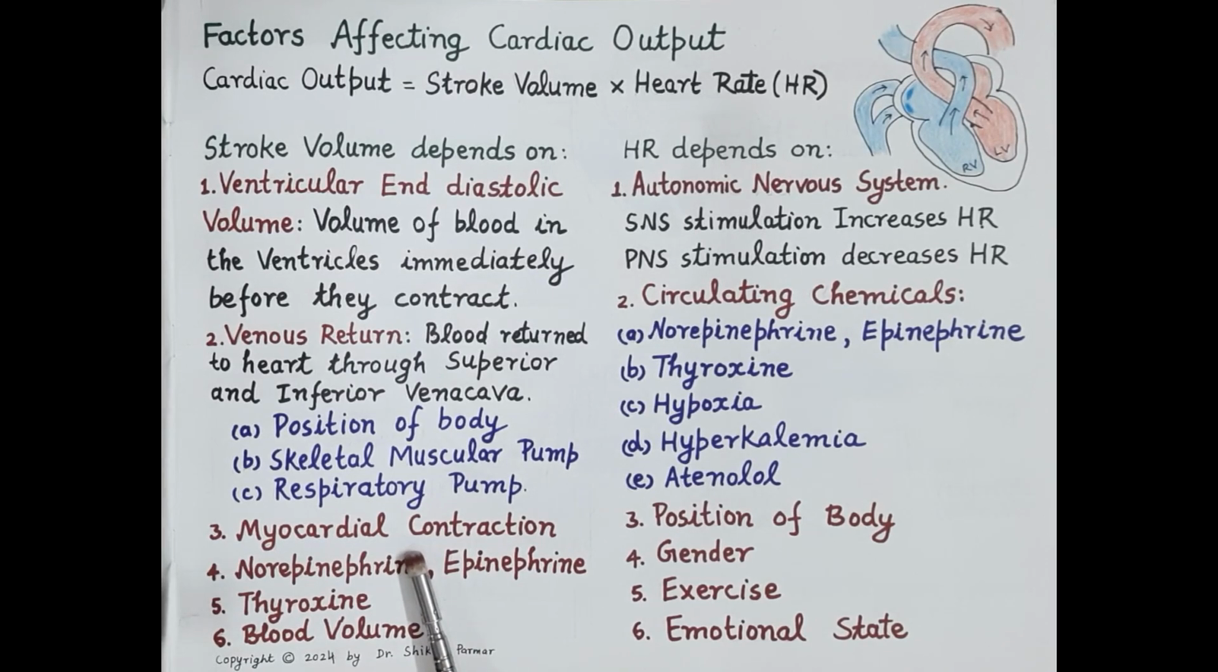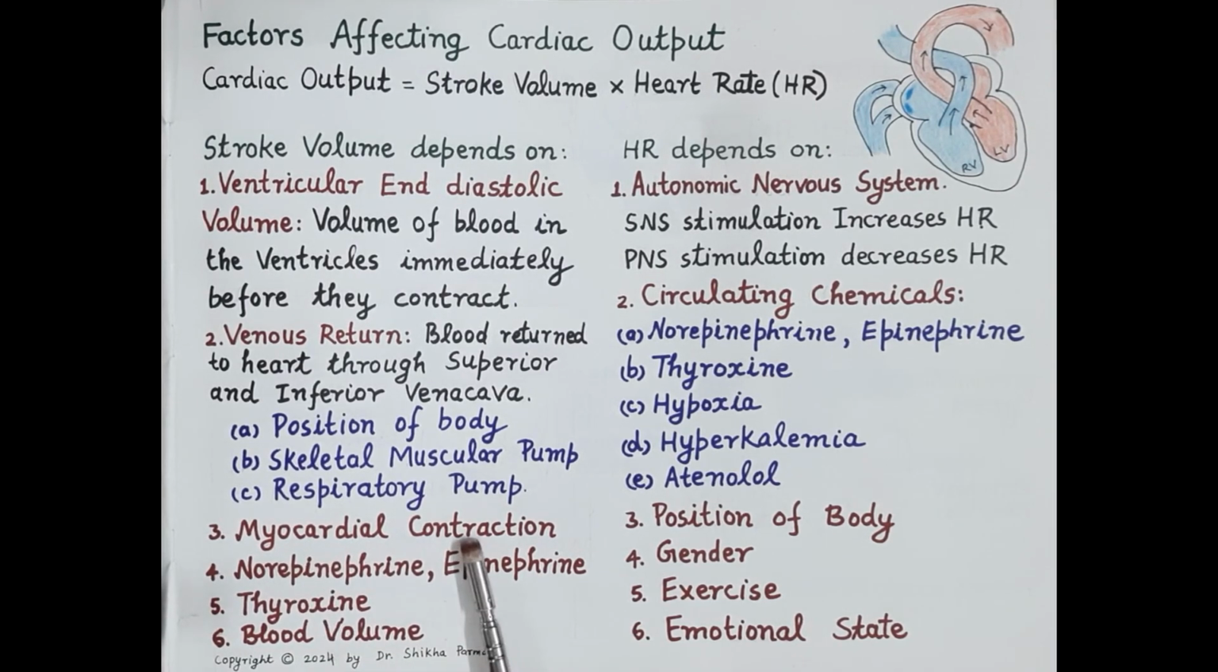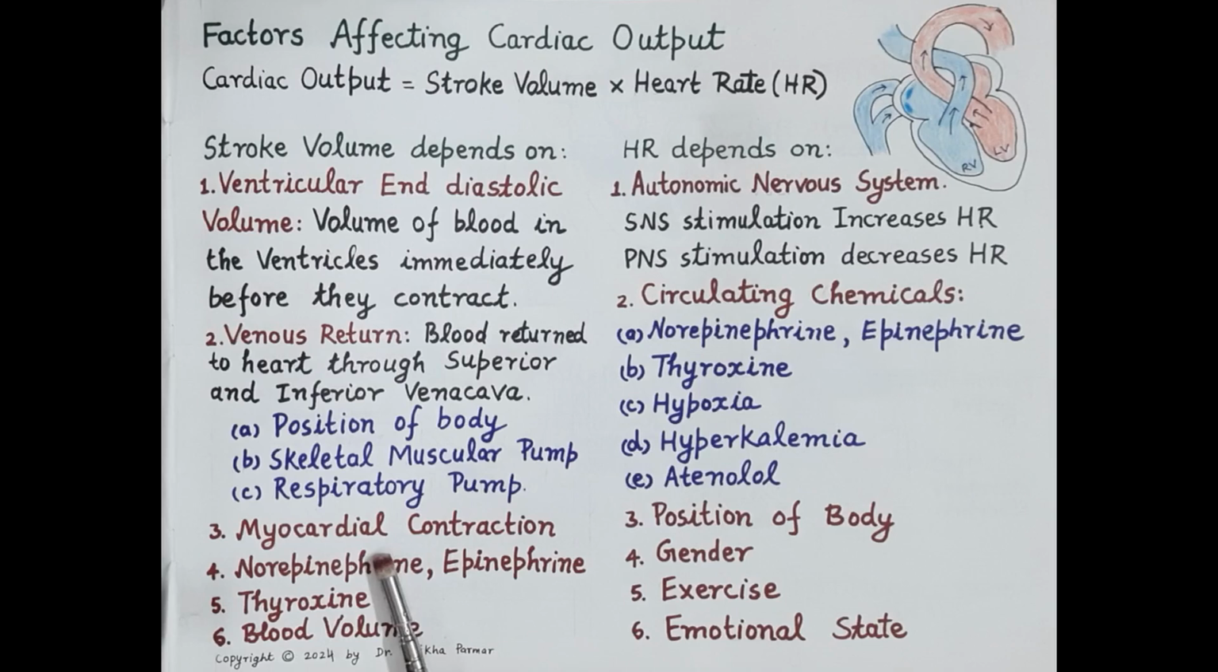Now, another important factor on which the stroke volume depends is the myocardial contraction. Now, as we all know, the wall of the heart is made up of cardiac muscles, myocardial muscles. Now, more forceful is the contraction of these cardiac muscles, higher will be the cardiac output.